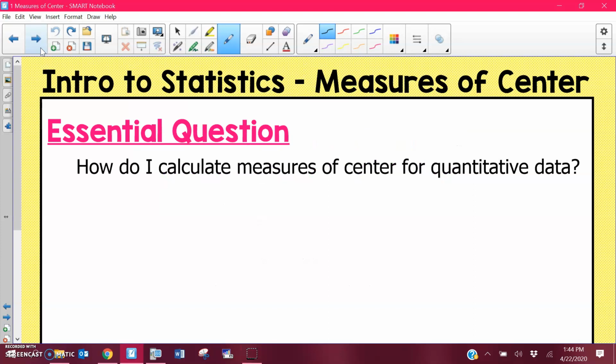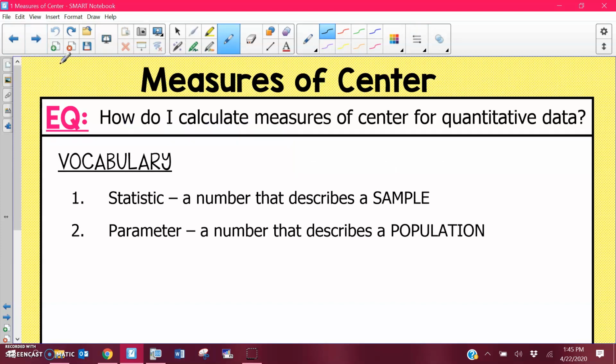We're going to talk a little bit about some things that you may know, but with some different notations. Again, this is all about vocabulary. So today we're talking about measures of center, and we're trying to calculate the measures of center for quantitative data. Quantitative just means numbers. Instead of talking about observations like colors or something like that, we have number data.